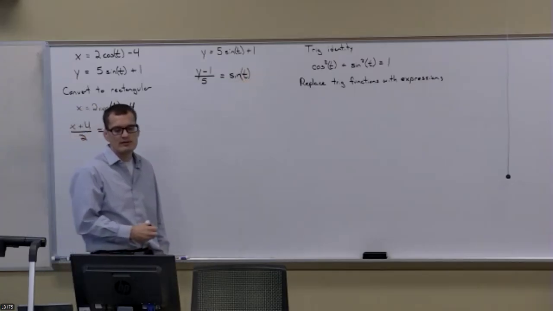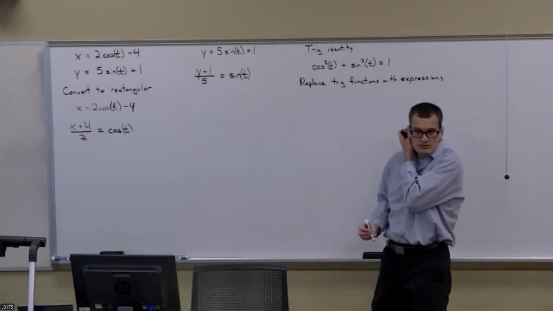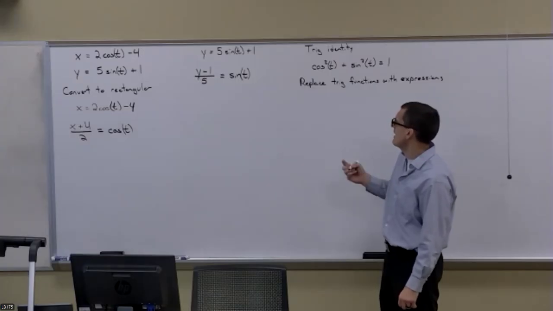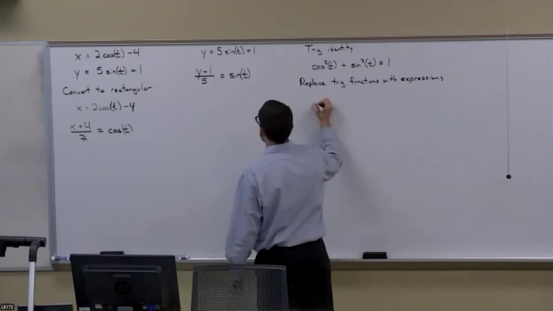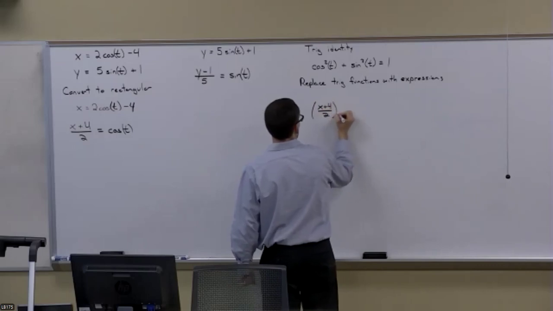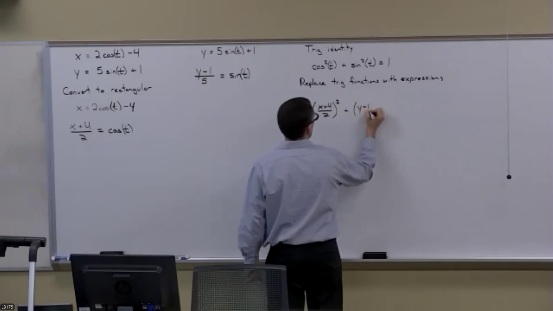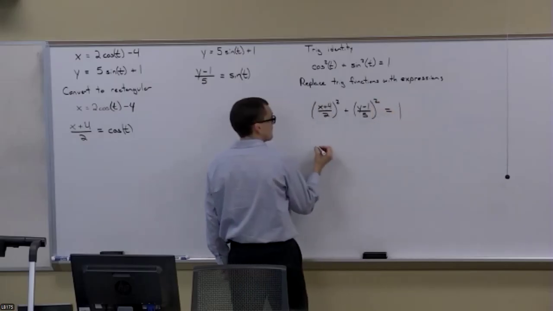And then I turn to my trig identity and replace the cosine of t with x plus 4 over 2. Replace the sine of t with y minus 1 over 5. And so I would get the equation (x plus 4 over 2) quantity squared plus (y minus 1 over 5) quantity squared is equal to 1.